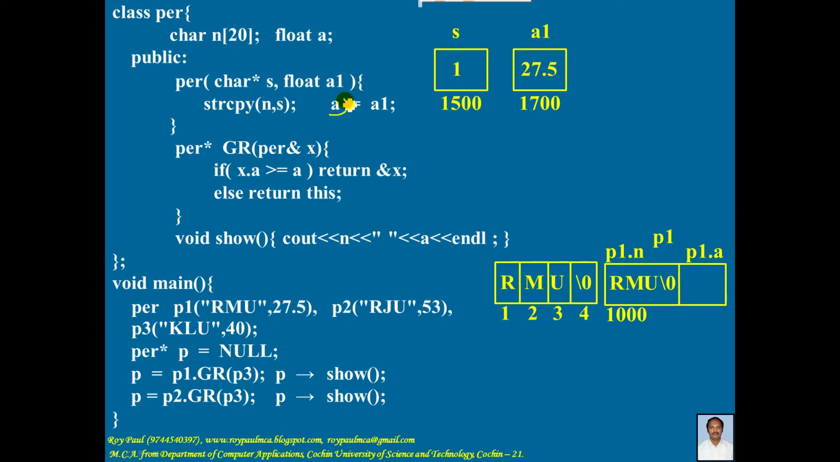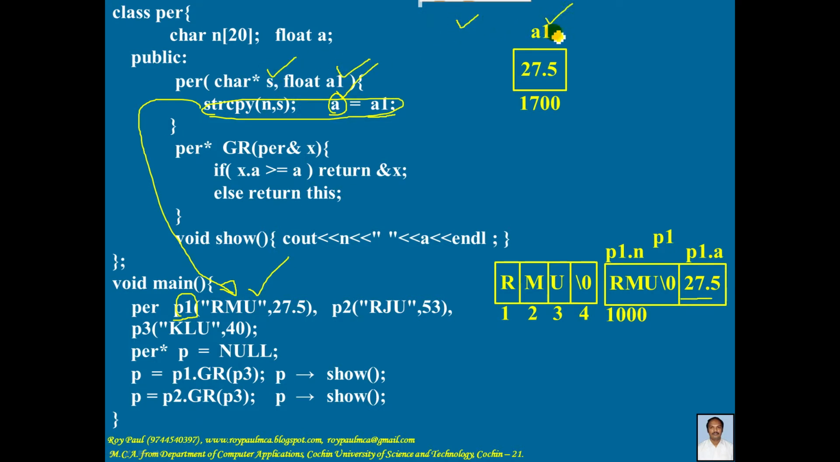Now A is a data member. The constructor was called for the object P1, so this must be taken as P1.A equal to 27.5. So here 27.5 comes. Now after executing the constructor, control returns to the point from where the constructor was called. When the control comes back here, the names S and A1 do not exist.